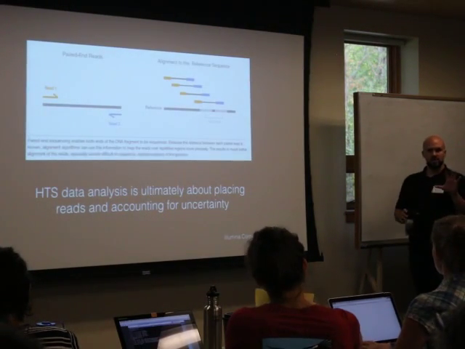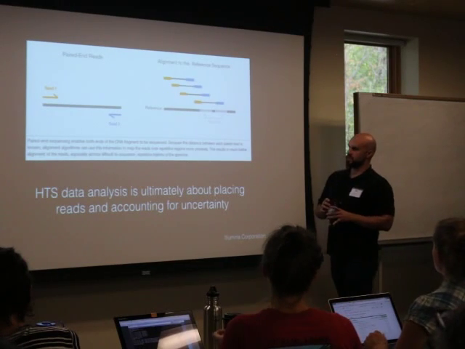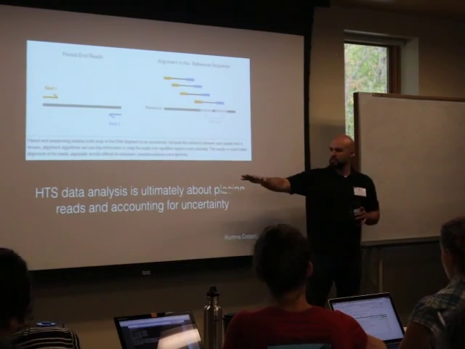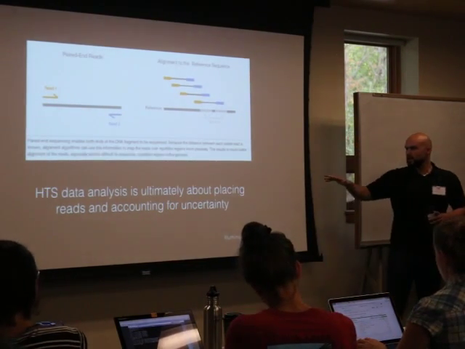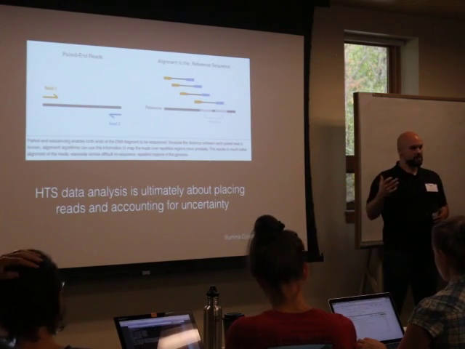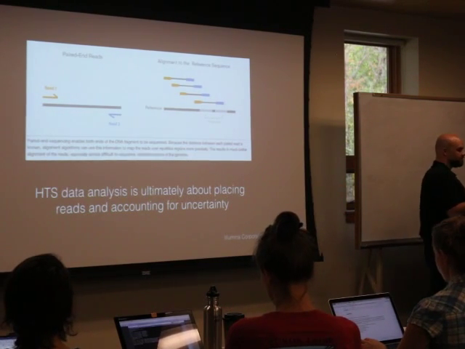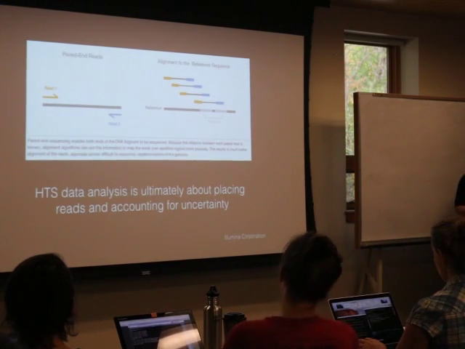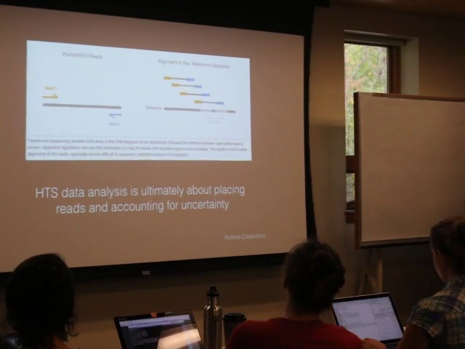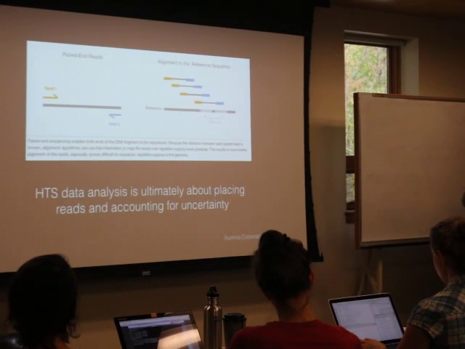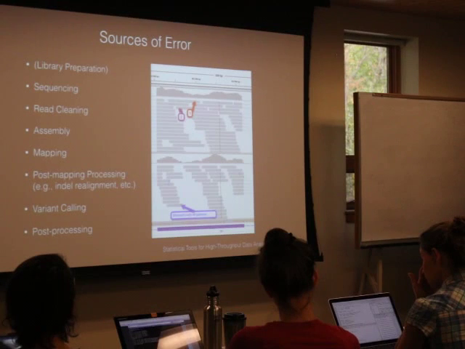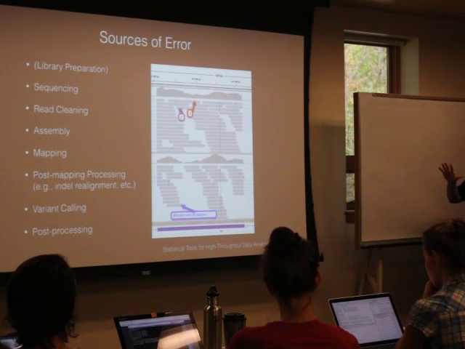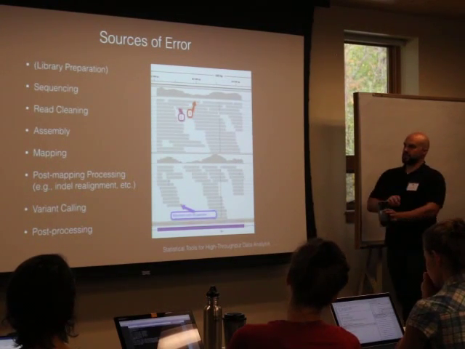Mike spoke a little bit about this yesterday with respect to calling variants, but high-throughput data analysis today is primarily concerned with placing reads within a genomic context and then getting likelihoods of variants, or maybe we're interested in structural variation or indels, while accounting for various levels of uncertainty in the genome. And error can be introduced at a lot of different stages.